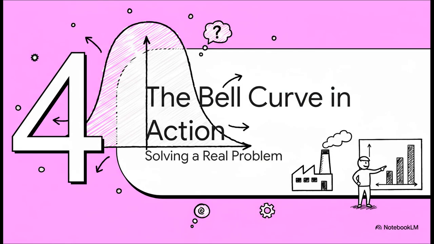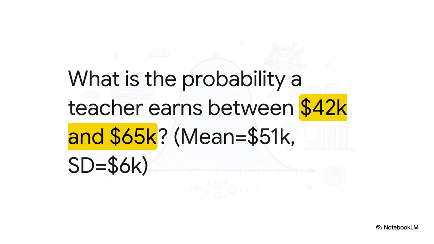That was the setup. Now let's put this whole toolkit to work and actually solve a real-world problem using what we just learned. This is where it gets fun. Okay, here is our problem. We know from our research that U.S. teacher salaries follow a normal distribution. The average, or mean, is $51,000, and the standard deviation is $6,000.